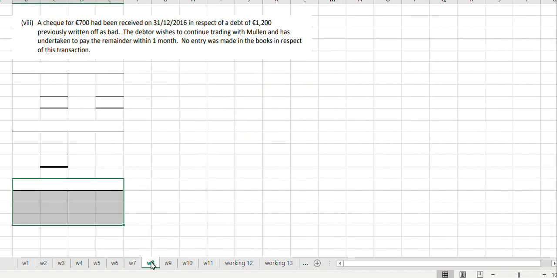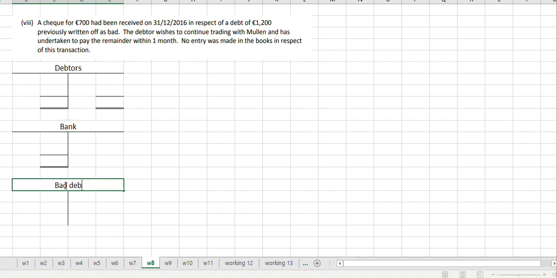Working number 8. A cheque for 700 had been received on the 31st of the 12th in respect of a debt of 1,200, previously written off as bad. The debtor wishes to continue trading and has undertaken to pay the remainder within 1 month. No entry was made in the books in respect of this. Okay, so 3 accounts are going to be dealt with here. Debtors, someone who owes you money. The bank, because we've got a cheque and we have recovered the bad debt.